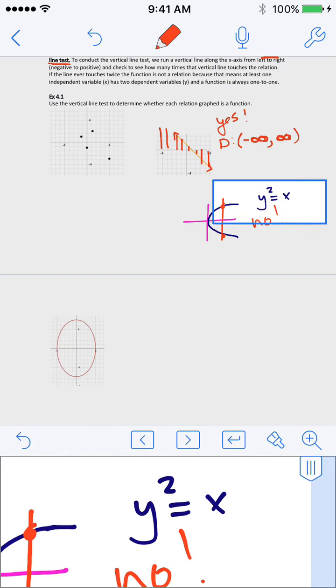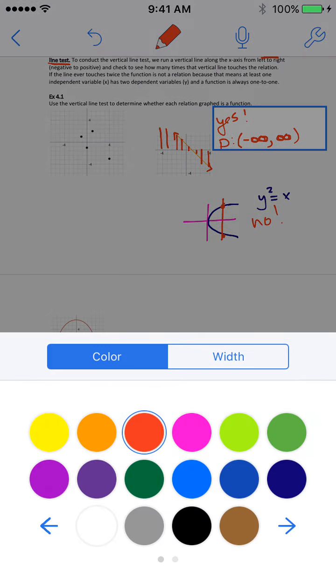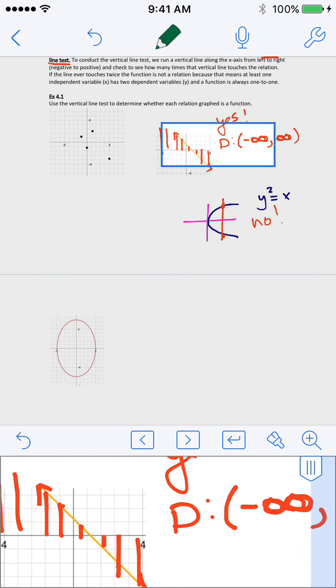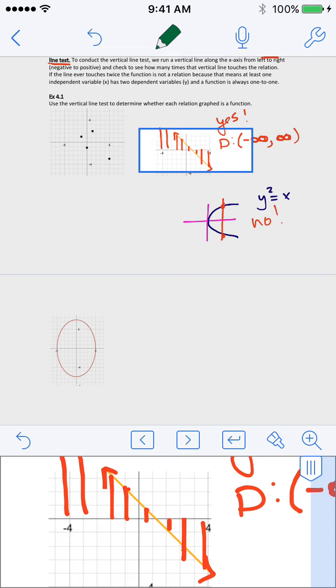All right, cool. Let's do the same thing with range. Range, I don't want to use pink. I'm over pink. Let's use green. Range is the same thing. We're going to look at the y values. Is there any y value it's not going to touch?